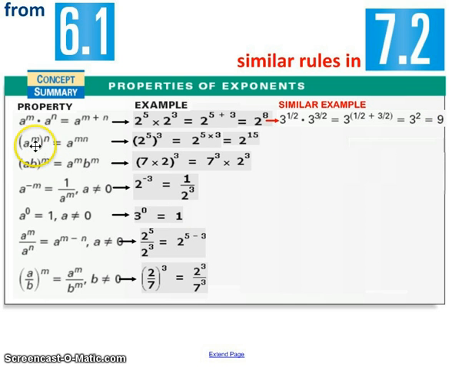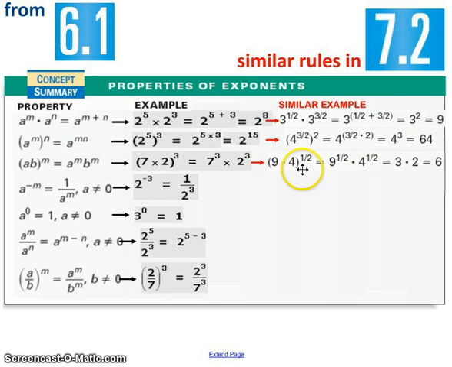Second example here, I've got a base with two exponents, one inside parens, one outside. I can multiply those exponents. We talked about that back in 6.1. Well, the same is true here. So I would do 2 times 3 halves, which becomes 6 halves, or in other words 3, and 4 to the third is 64.